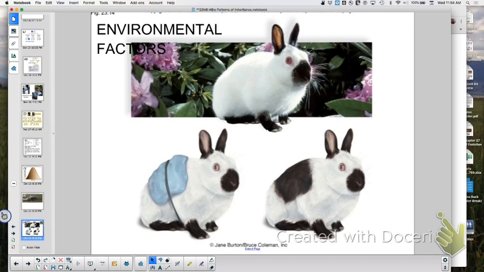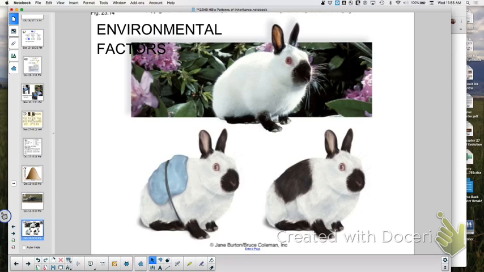So, for instance, this is a Himalayan rabbit. His ears, face right here, and feet are black. But if you shave his back and put an ice pack on it and leave it there, I don't know how long you have to leave it on there, maybe a couple days, and then you take it off, the hair will grow back black.